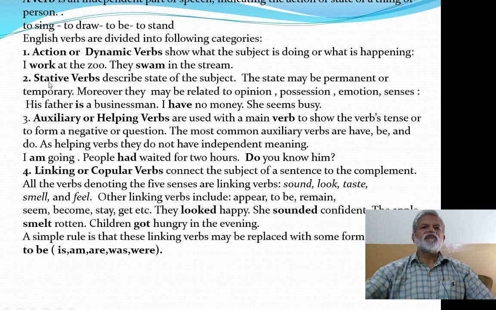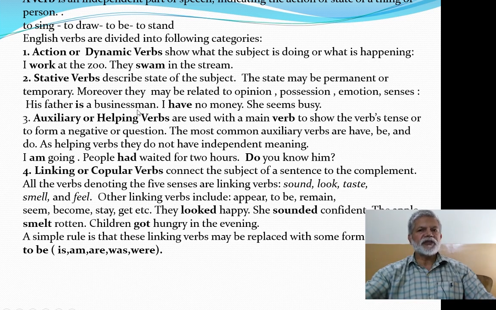Sometimes stative verbs describe our opinion, or they show some type of ownership, possession, or they describe our emotion, or they are related to our senses. His father is a businessman. Now, this verb is a stative verb because it shows the condition or state of his father, who is a businessman.